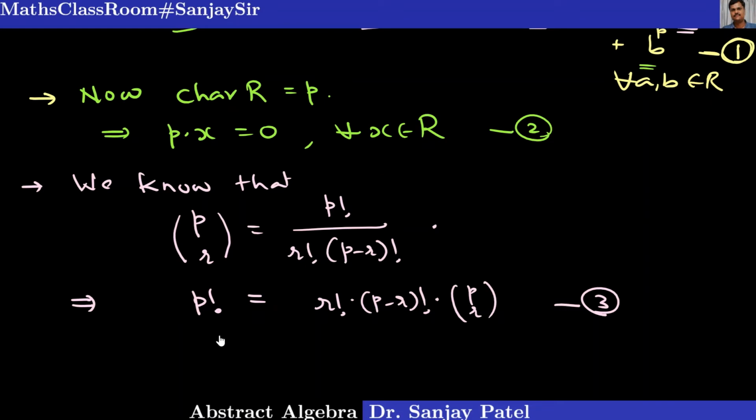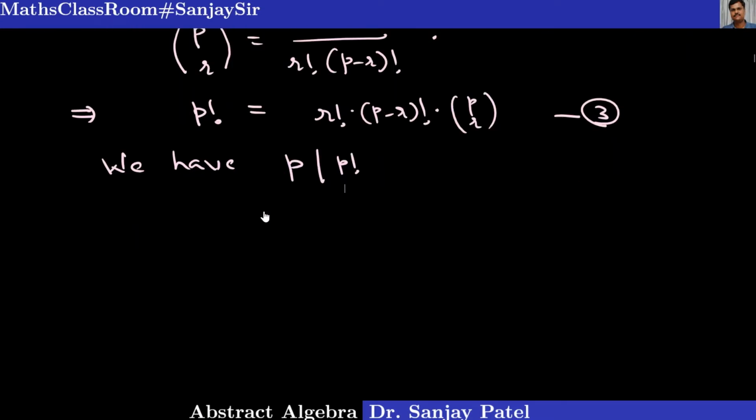Now we know that p is a prime number, and p factorial contains the factor p. It is 1, 2, 3 up to p. So we have p divides p factorial, that is, p divides the left hand side of result 3. So p divides the right hand side of result 3 also. So p divides this integer.